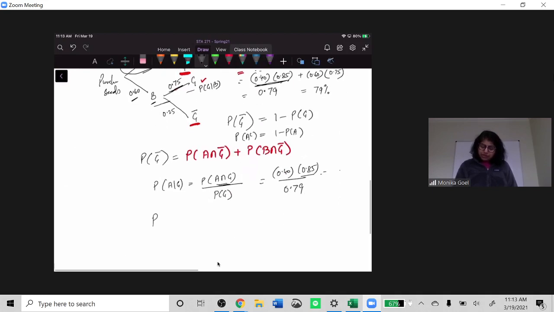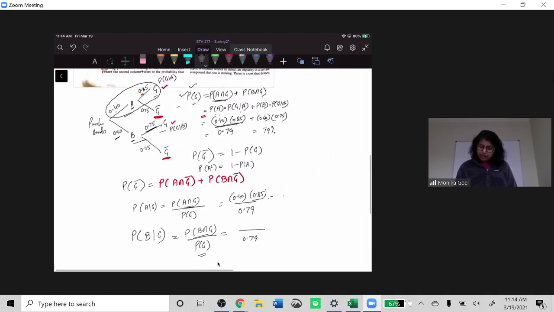And then you can get the answer. Similarly, if the question is asking, given that the seed germinate and it is purchased from supplier B, you can do the same part here. Probability of G you already calculated. B intersection G, let's go back. We already solved that also. It's this. Or you go to your tree diagram. It's this part. And then you get this.